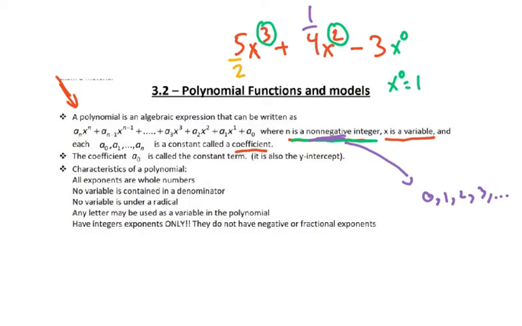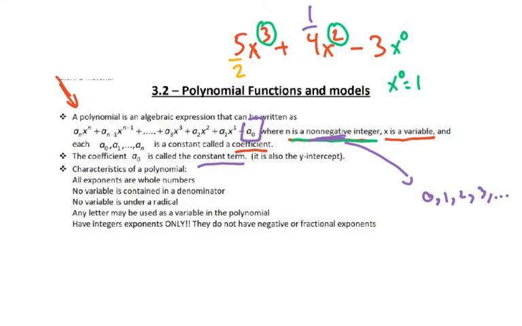The coefficient a sub 0 is called the constant term. We kind of alluded to this earlier, that the number by itself is always going to be the y-intercept. The reason is that if everything else has an x, the y-intercept is when x is 0, so all of those will go away, and the only thing you'll be left with is the constant, and that's the y-intercept.